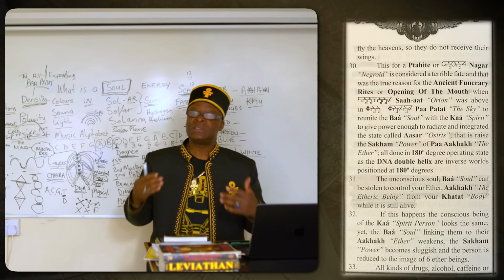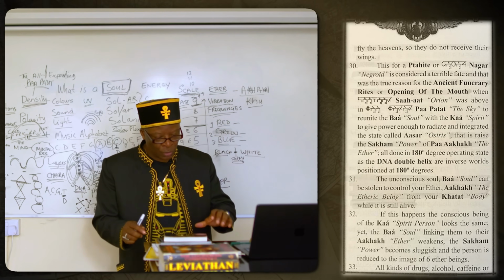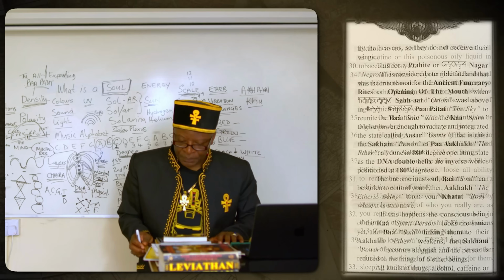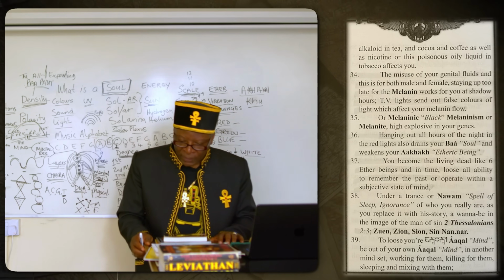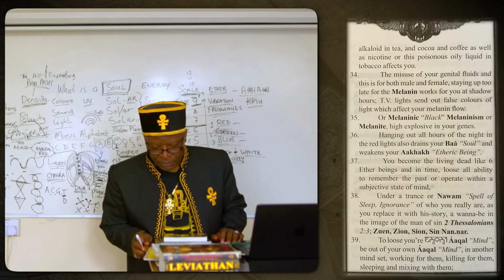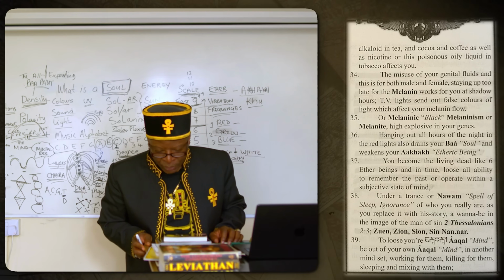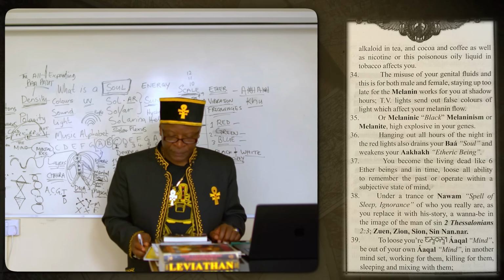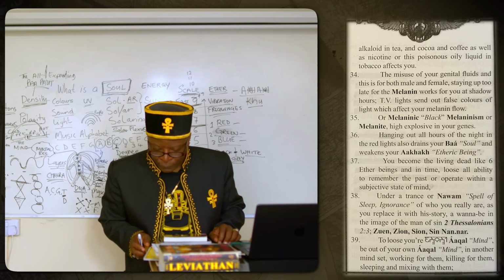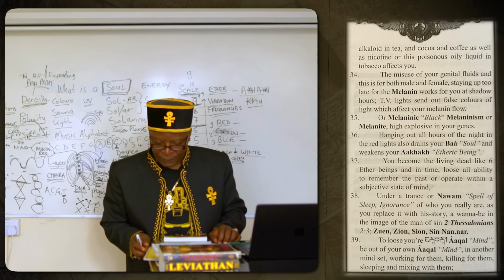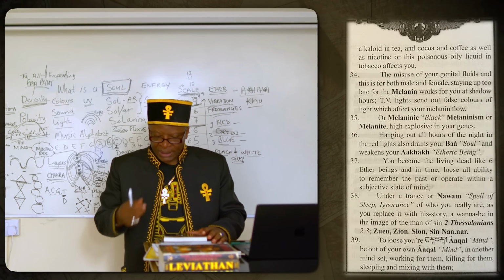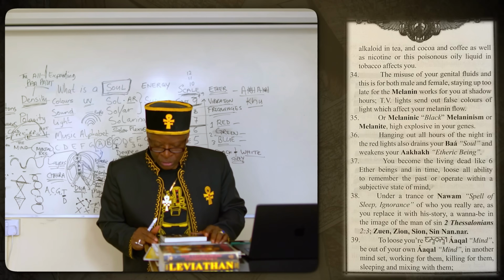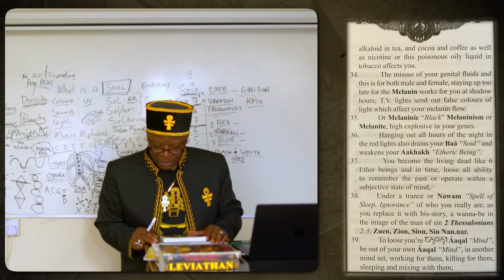Yeah, so how does this happen? Well, this happens with the things you do. So, for example, all kinds of drugs, alcohol, caffeine, or alkaloid in tea and cocoa and coffee, as well as nicotine, or this poisonous oily liquid in tobacco affects you. In addition to that, 34, the misuse of your genital fluids, and this is for both male and female. Staying up too late, for the melanin works for you at shadow hours. TV lights, they send out false colors or light which affect your melanin flow.